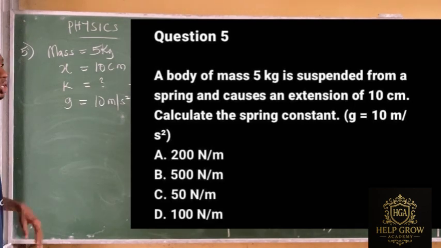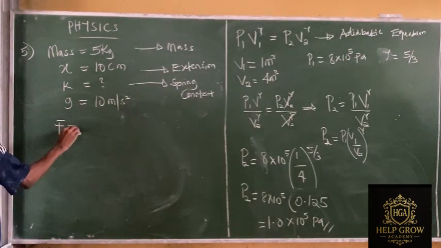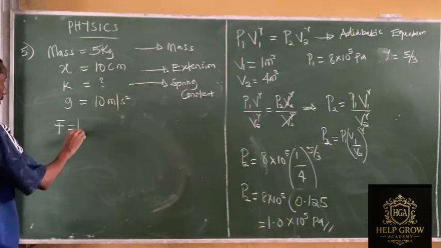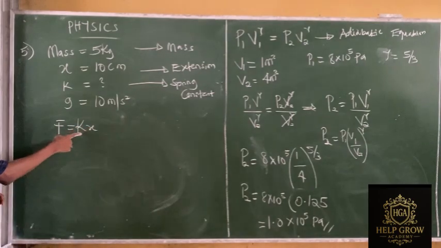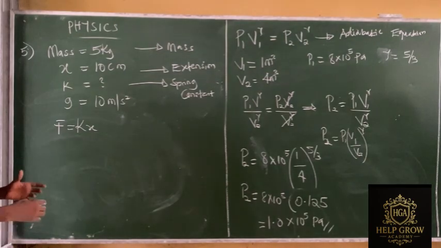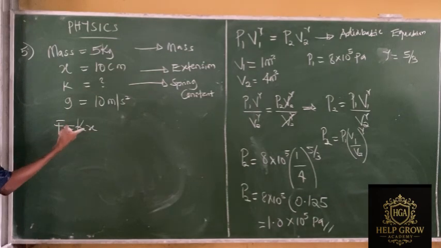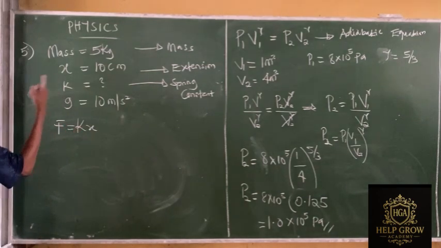Now from the question, if we recall, Hooke's law states that the force is equal to Kx, where K is the spring constant and x is the extension or elongation. We don't have the value for K, but we have the value for x and we have the mass.